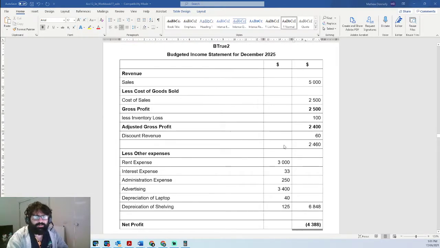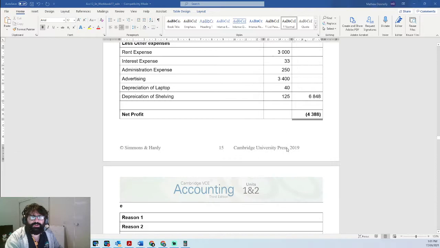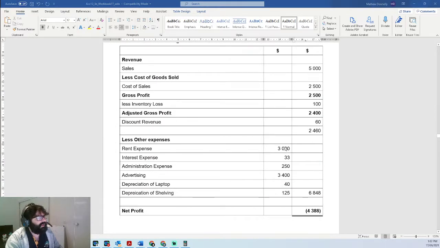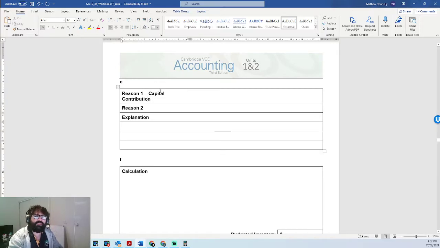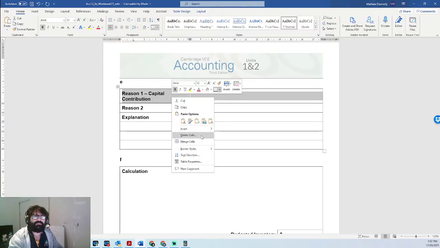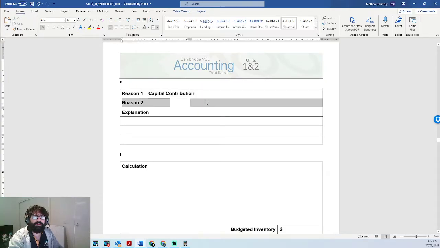Strange. But anyway, the question, we're going to reframe it. Why did they have a cash surplus instead of having a net profit? So, reason for cash surplus and not a net profit. First one I'm going to go with, and the most obvious, capital contribution, because that makes cash go up, and doesn't impact our income statement in any way.